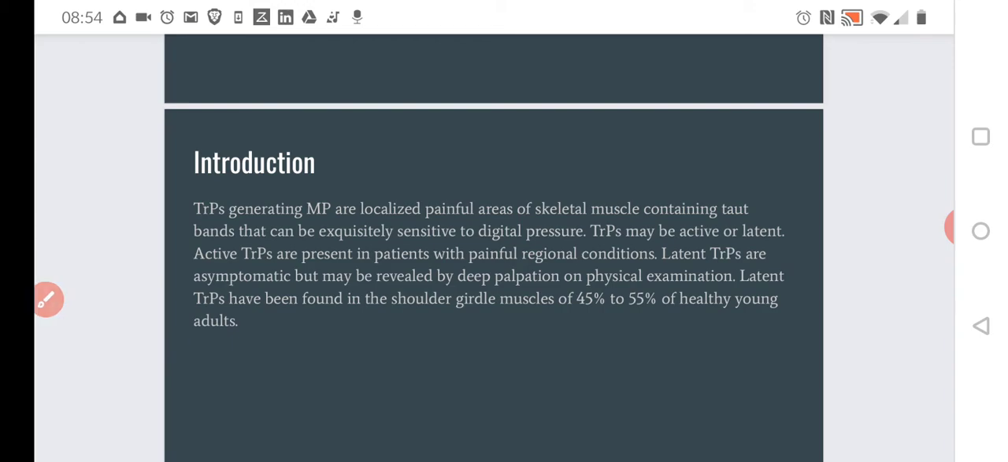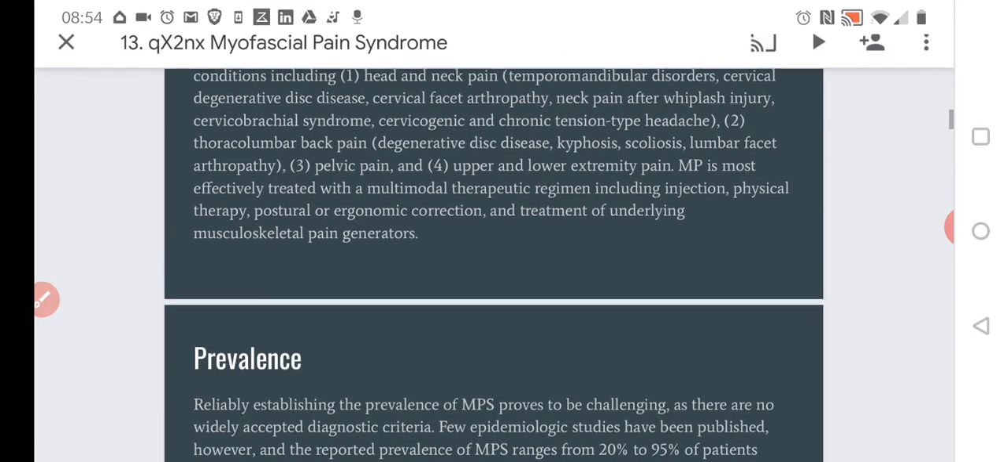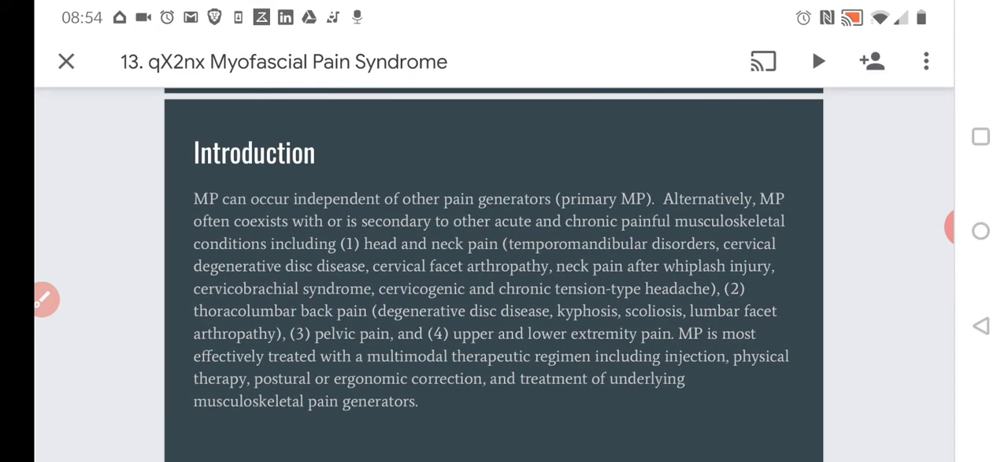Okay. So these are generally areas that are painful in the area of the skeletal muscles. Yes, so we can have taut bands that can be exquisitely sensitive to the pressure. So when we touch, we feel those hard bands, and they may be very painful. Okay, and sometimes they are not very painful. Yes, sometimes they are present but not very painful.